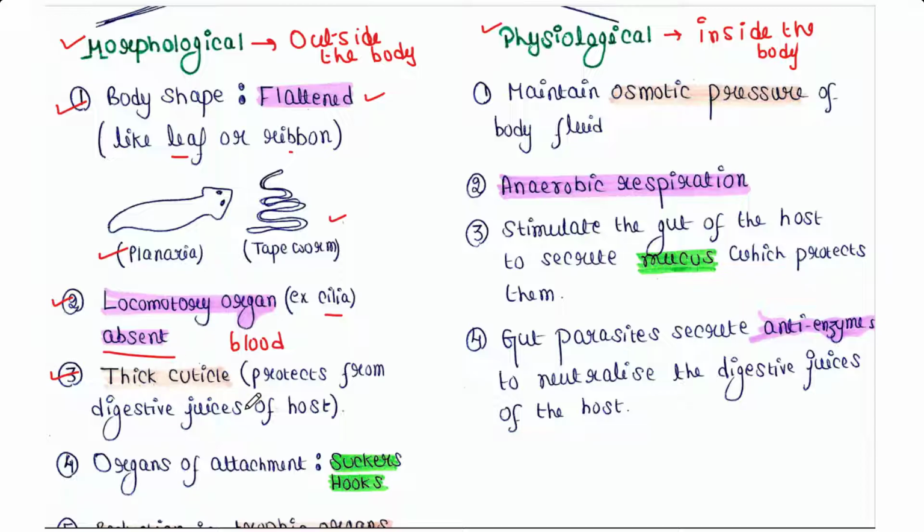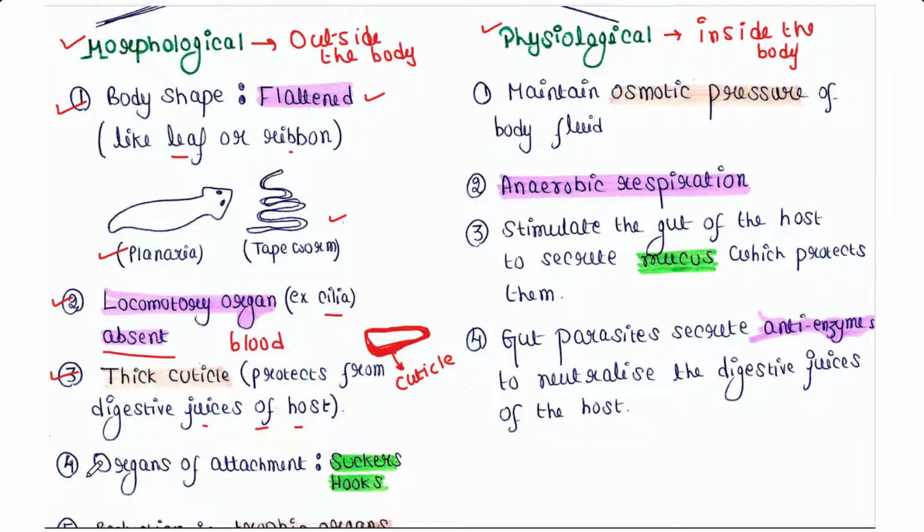Next, they have very thick cuticle. Thick cuticle means the cuticle is present outside the body. So thick cuticle actually protects them from digestive juices of host. So if they are in the digestive gland of the host, then they will be exposed to the digestive juices which are secreted by the host. So in order to escape from that digestive juices of host, they need this thick cuticle.